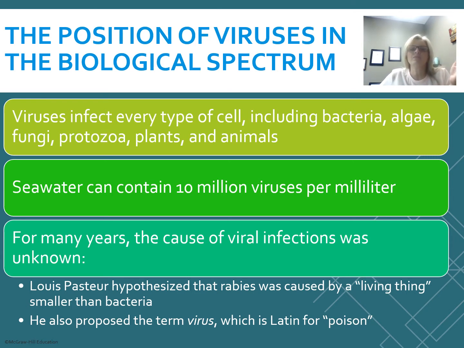We did not understand the transmission of viral infections such as smallpox or polio for many years. Louis Pasteur was heading in the right direction in his studies when he hypothesized that rabies was actually caused by a living thing that he believed was smaller than a bacterium. He later developed the first vaccine for rabies and proposed the term virus to name this group.